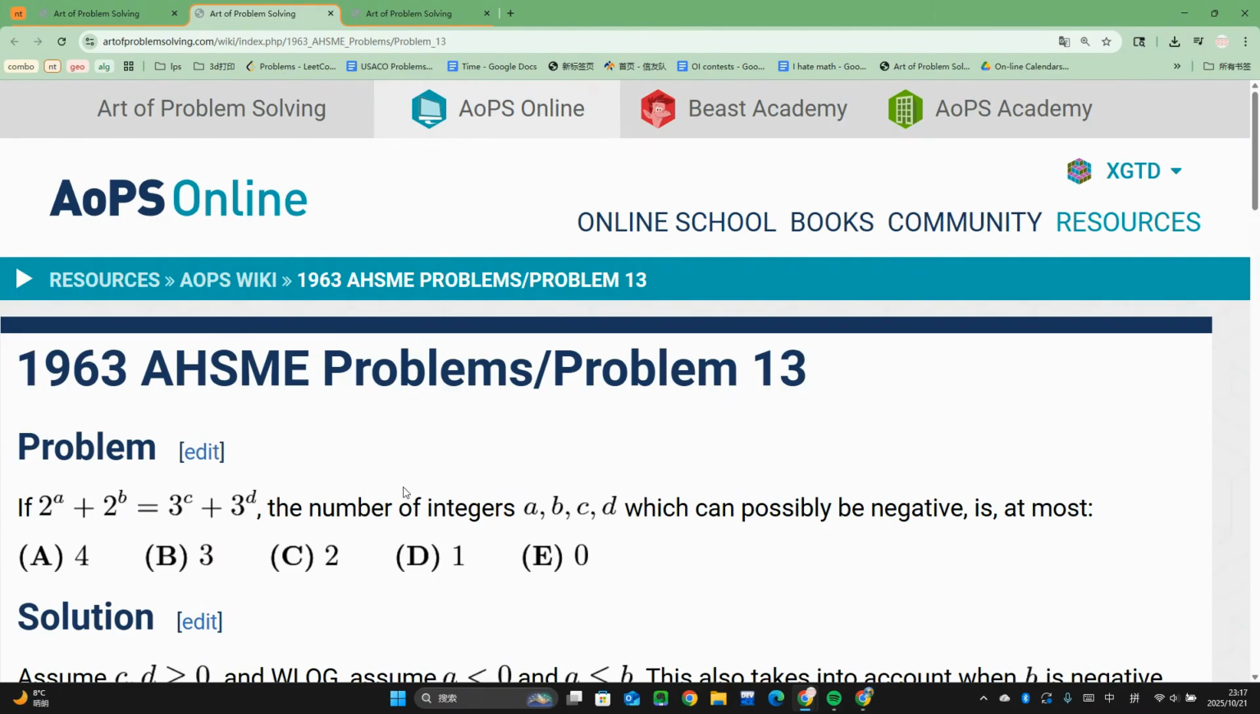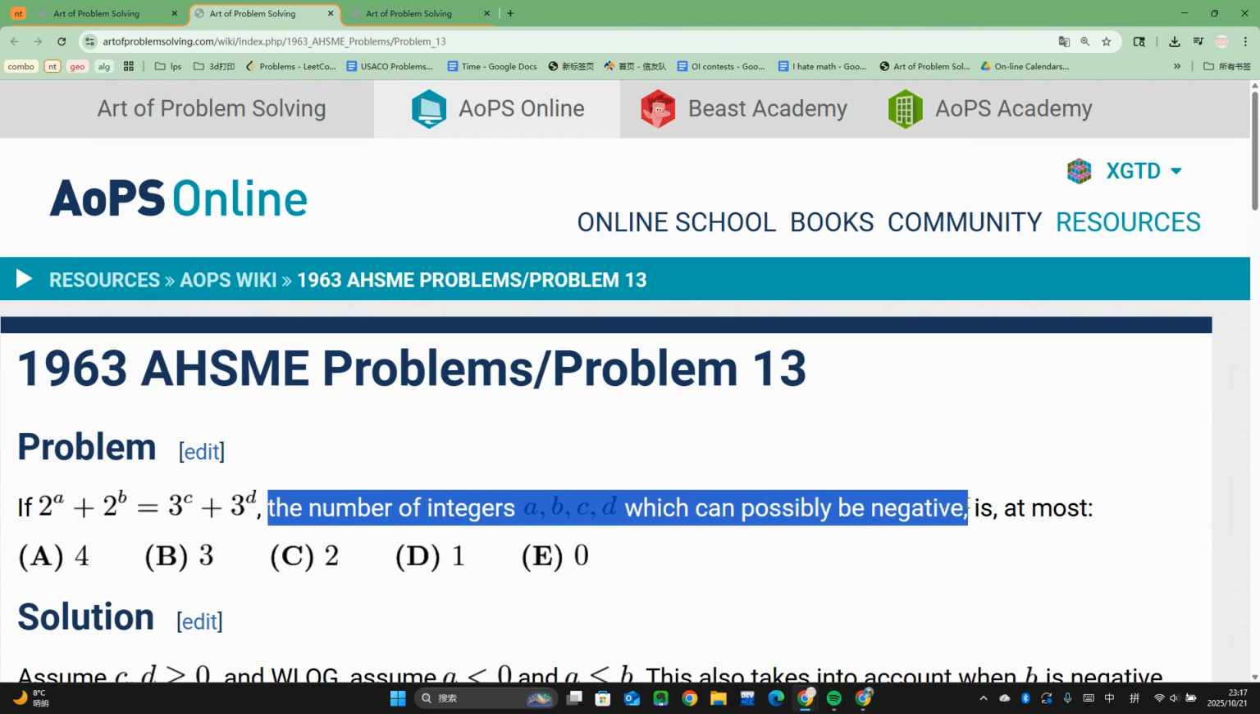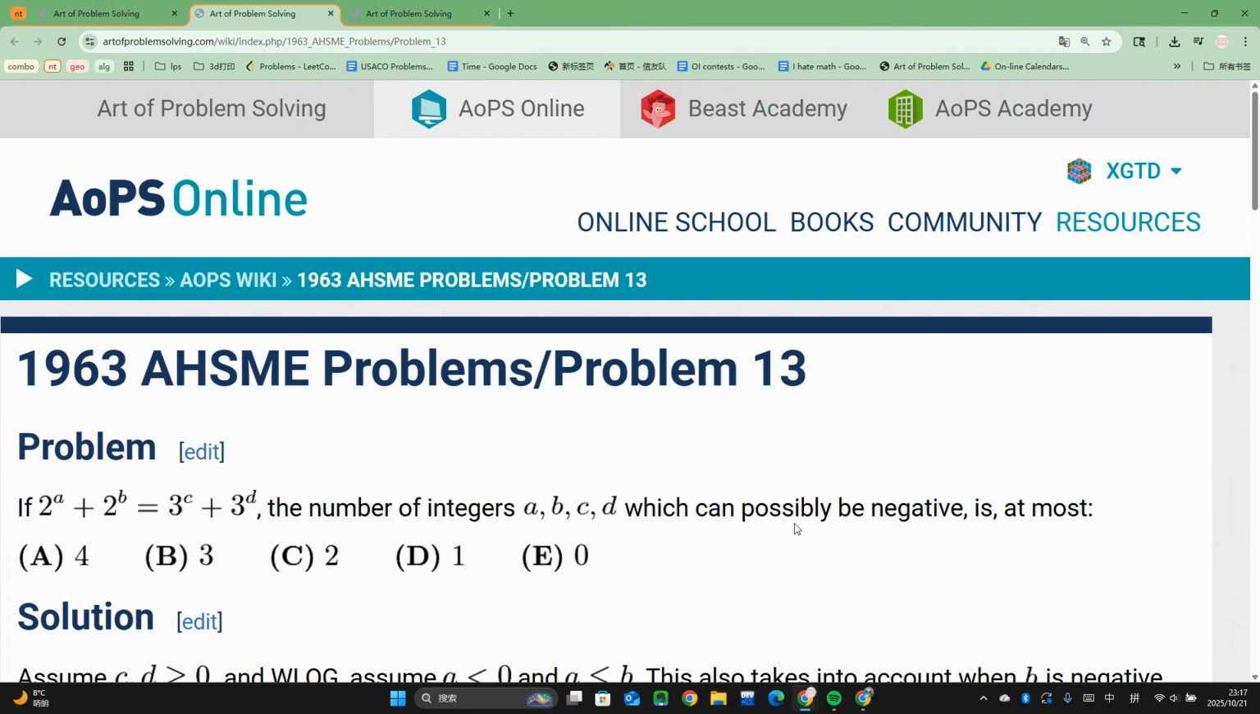So when I first read this problem, I interpreted it as: the number of integers a, b, c, d which can possibly be negative means that we're trying to find how many quadruplets a, b, c, d satisfy this equation, and this is just clarifying that they can possibly be negative. So that took me forever to figure out.